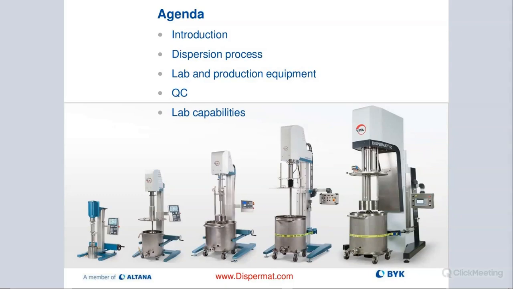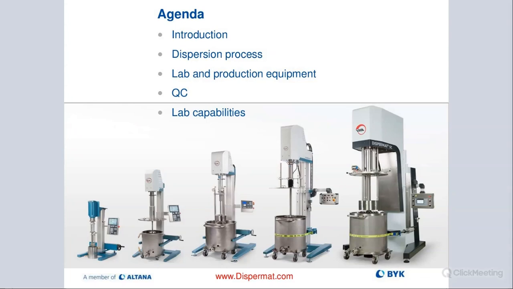So just going to give you guys a quick introduction about the company. Then we're going to talk about the dispersion process. We're also going to discuss different types of lab equipment, some production equipment capabilities that we offer. We're going to dabble a little bit in the quality control aspect, just to show you what kind of capabilities we have. And then also we're going to cover our Wallingford lab that's in BIC USA, where we have a dispersion lab.